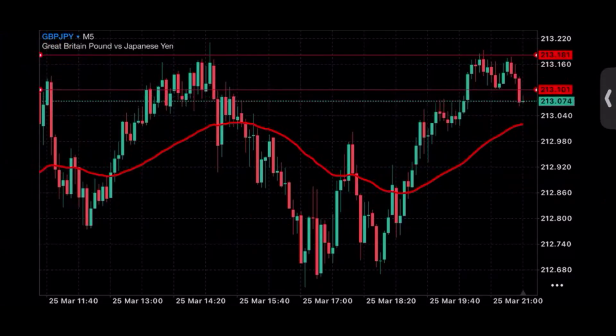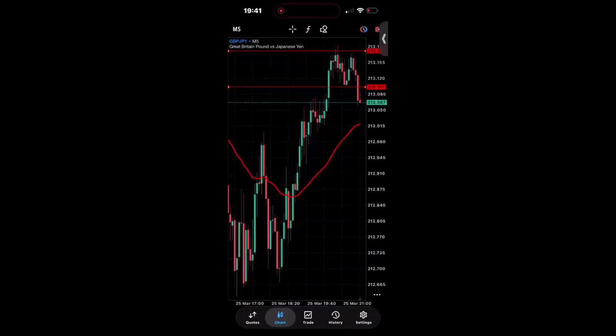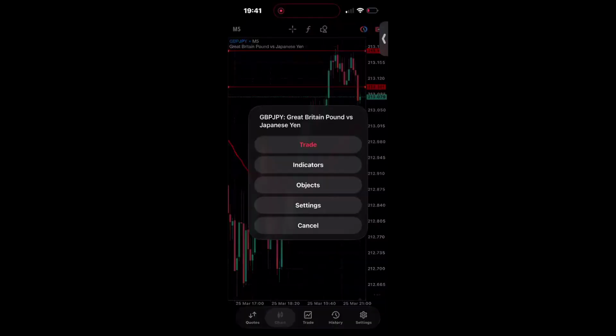Well, what I need to do is to write these prices down. So 213.181 and then 213.101. So 213.181 is going to be our buy stop. 213.101 is going to be our stop loss, obviously. So what I want to do very quickly is to also know my take profit zone. Where do I want to take my profits?